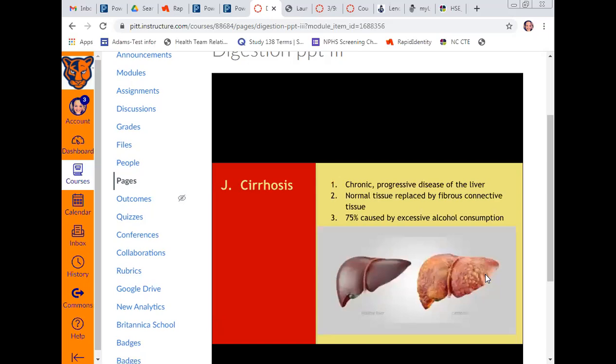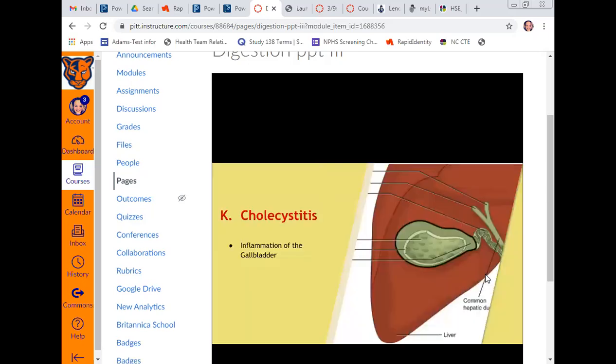Cirrhosis of the liver is a progressive liver disease. It is chronic, so once you have it, you have it. Now you can slow it down. A lot of the time, cirrhosis of the liver in 75% of the cases is caused by drinking too much alcohol. So you can slow it down by obviously limiting your alcohol consumption, but it's when the normal tissue of the liver, which is really meaty tissue, it's nice, it's thick, is replaced with fibrous connective tissue, which means the liver can't filter the toxins the way that it's supposed to.